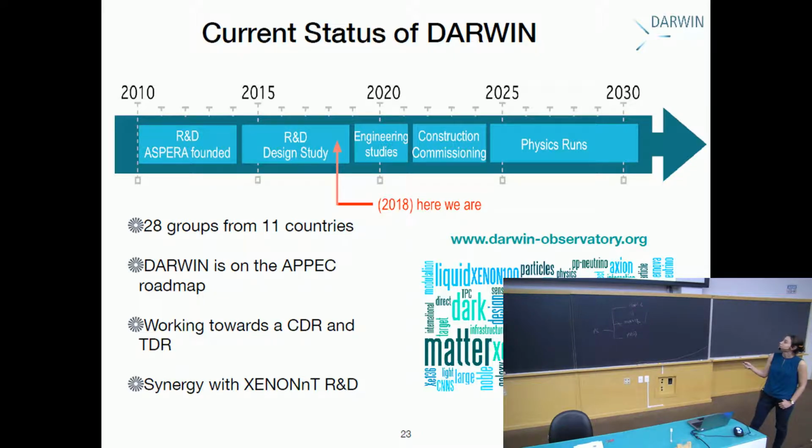We already have 2 groups that got funding from the ERC. DARWIN is right now 28 groups from 11 countries, and it's on the APPEC roadmap, and it has a lot of synergy with XENONnT R&D since we are facing the same challenges here. It's expected to start running in 2025, so right now there's no detector to show.